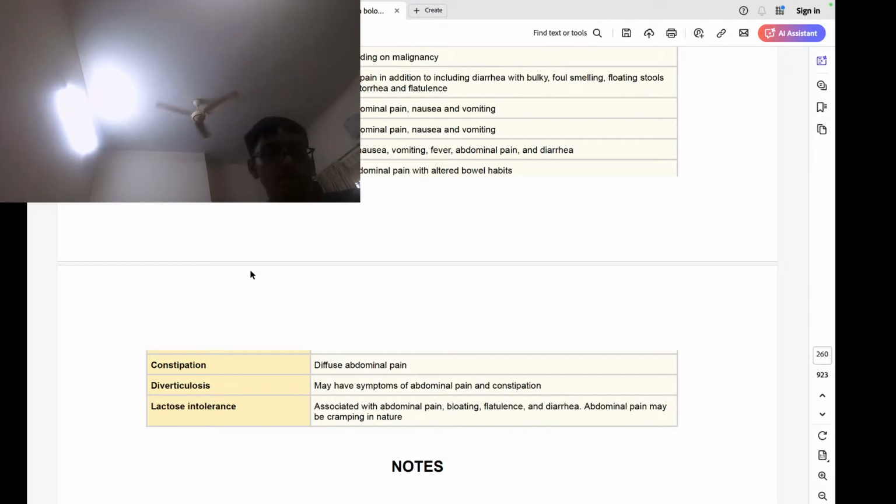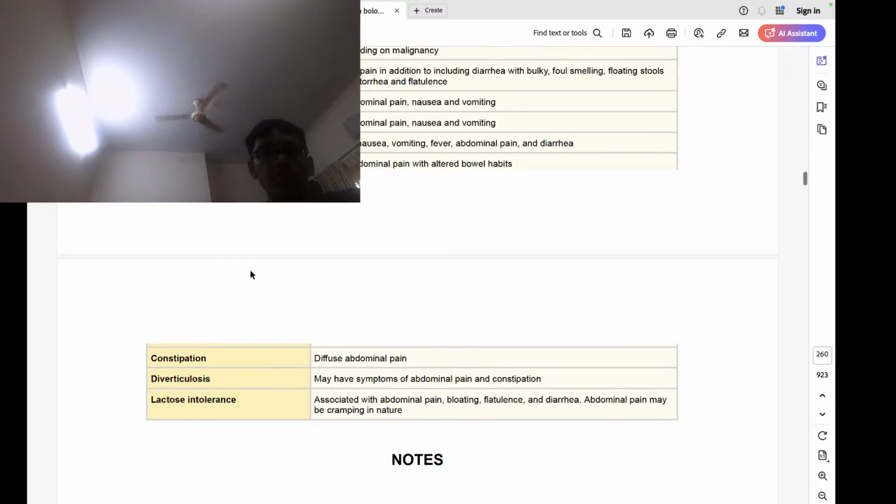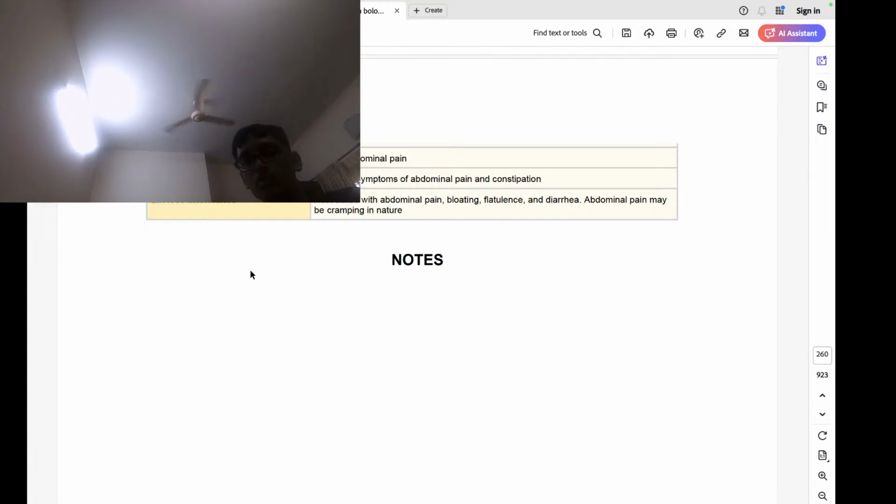Irritable bowel syndrome is chronic abdominal pain with altered bowel habits. Constipation is diffuse abdominal pain, and diverticulosis may have symptoms of abdominal pain and constipation. Lactose intolerance is associated with abdominal pain, bloating, flatulence, and diarrhea. Abdominal pain may be cramping in nature.